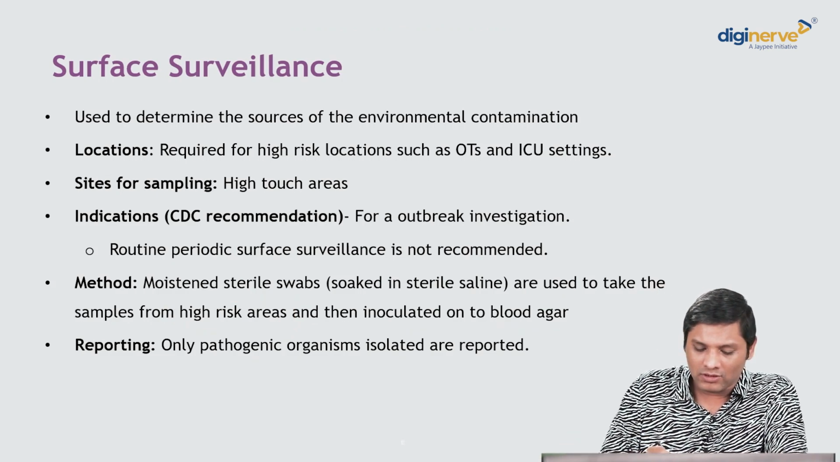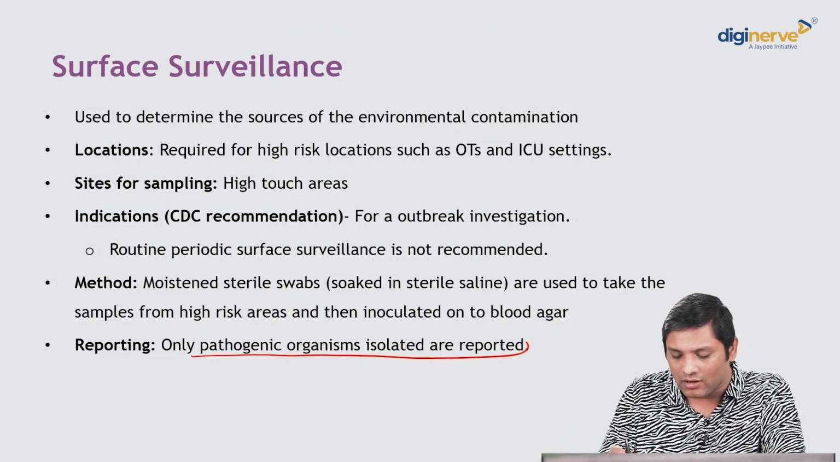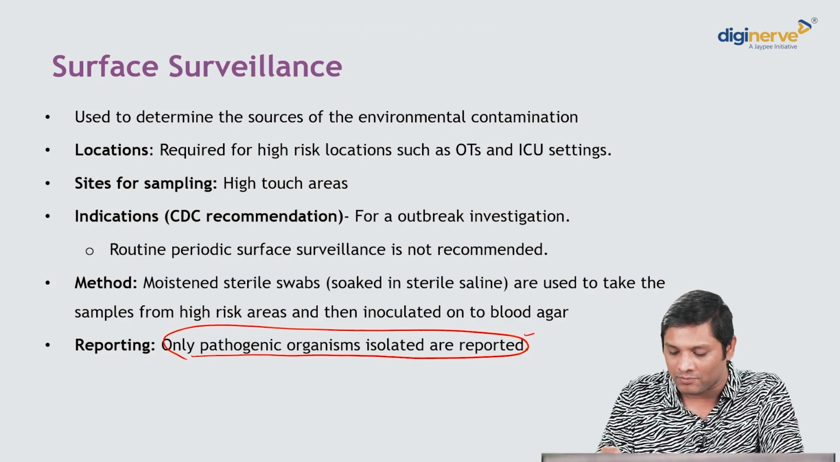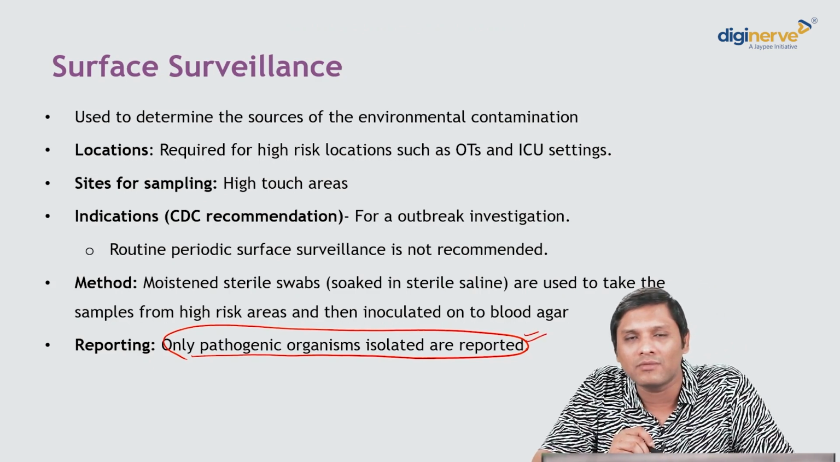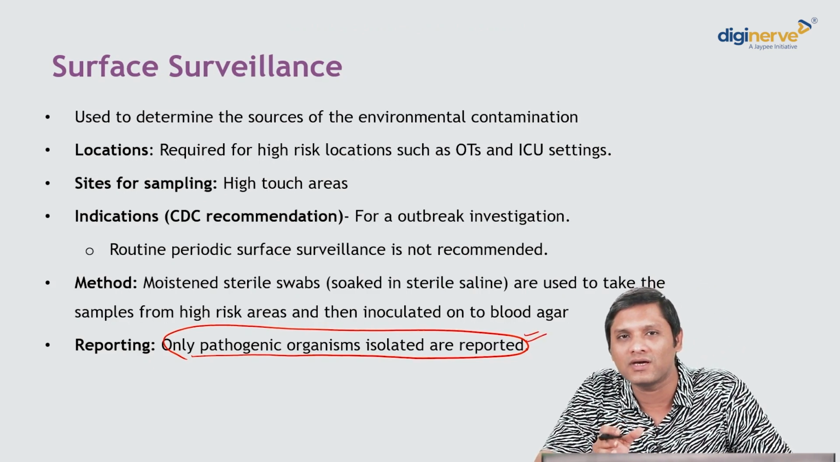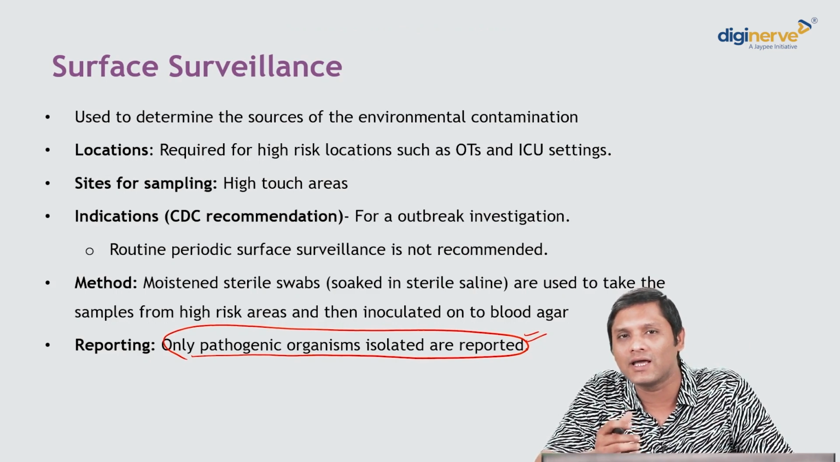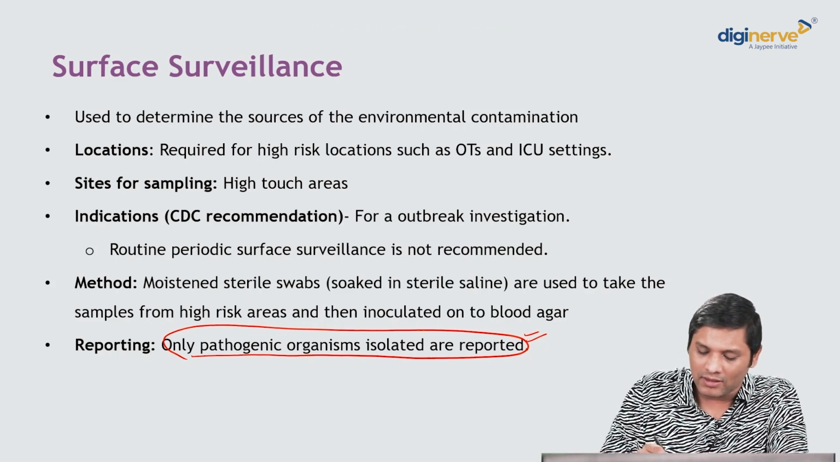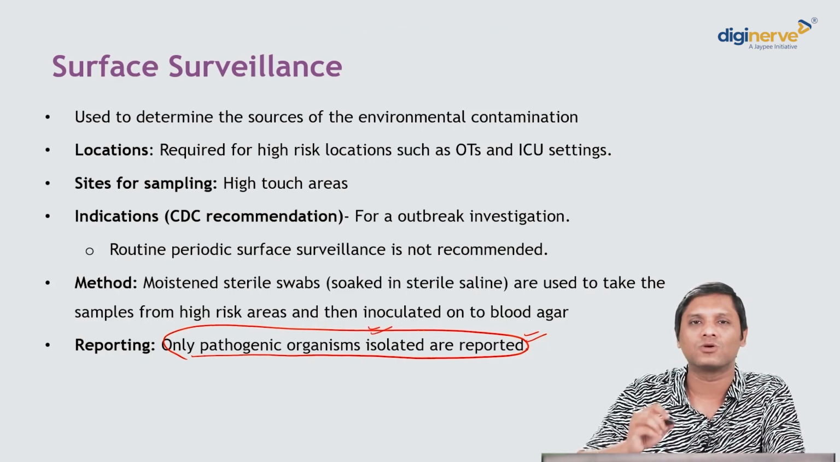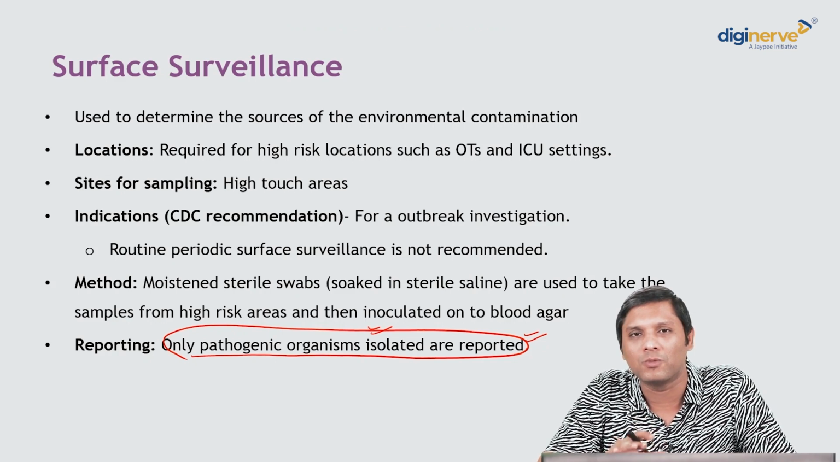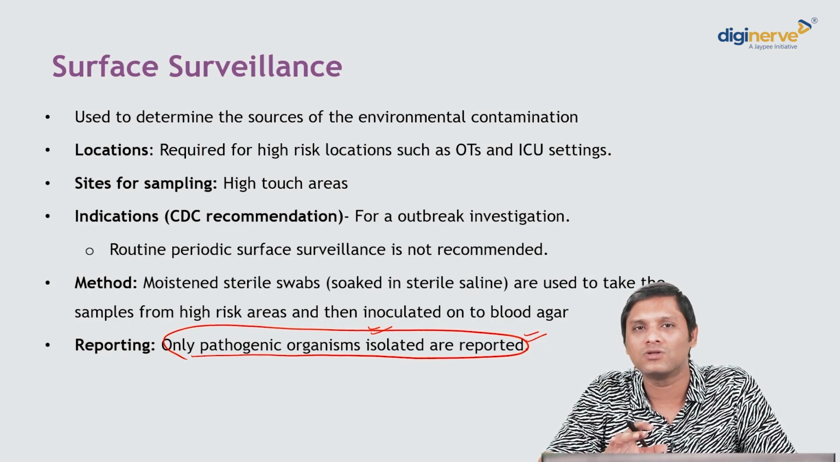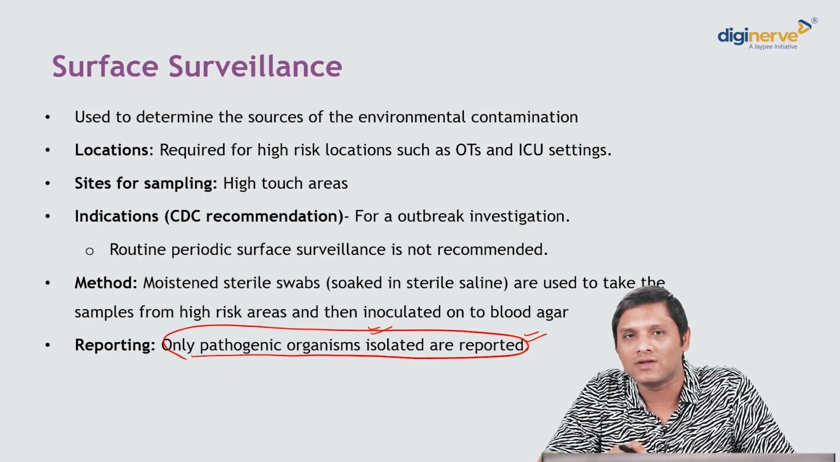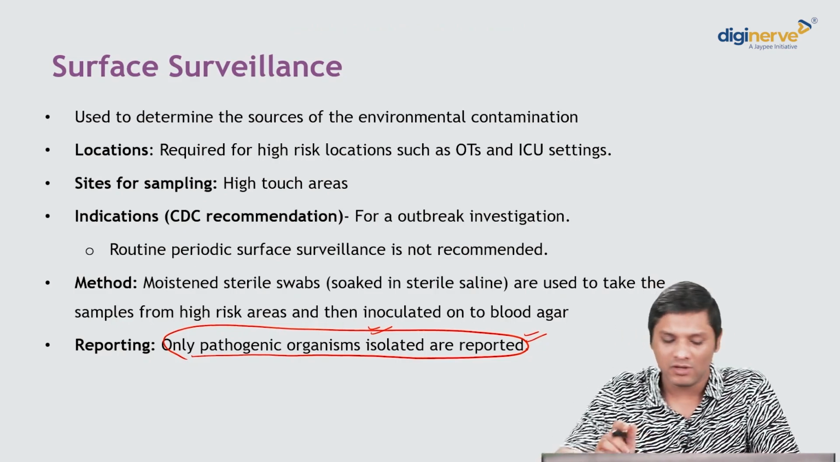Okay, now only the pathogenic organisms isolated are reported. The contaminants such as aerobic spore bearers or coagulase negative staphylococci, all these are not reported. Only the pathogenic organisms grown in surface sampling need to be reported. Okay, so this is all about surface surveillance. Now we will see some MCQ.